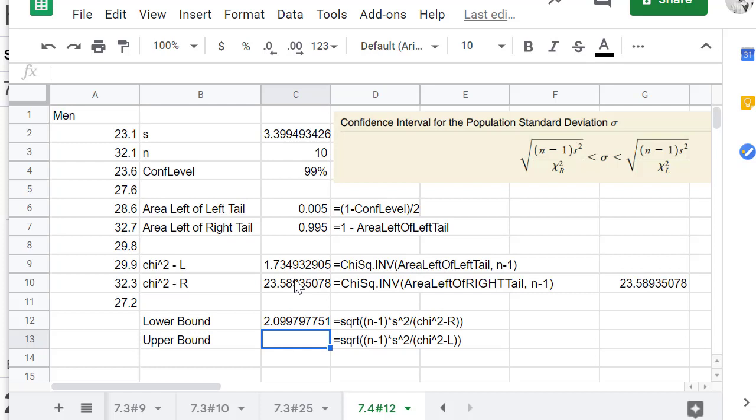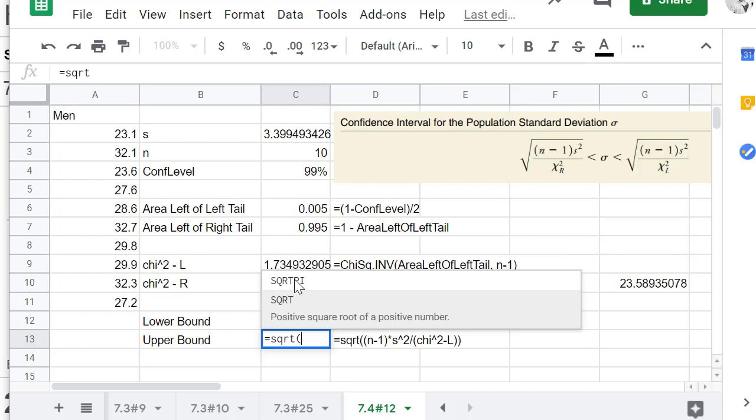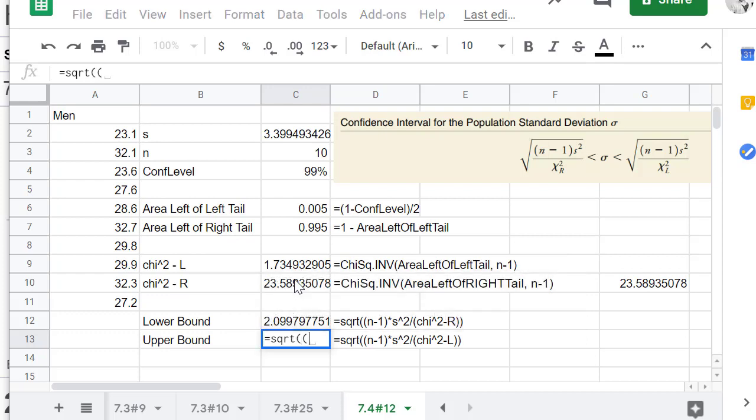The upper bound is similar. We'll say equals the square root, an extra parentheses, and then n minus 1. So the n was equal to 10, subtract 1, close parentheses, times the standard deviation squared, divided by chi-square left this time, and close the parentheses.